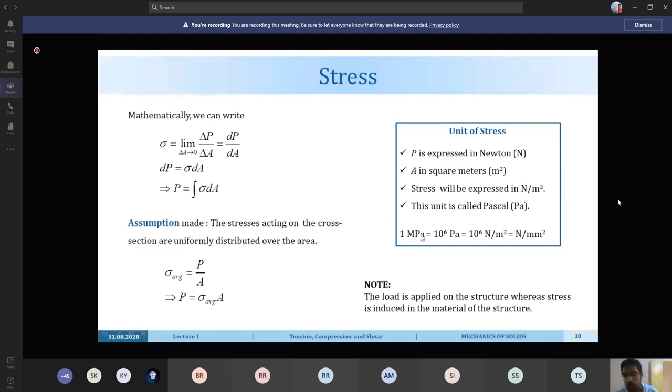And 1 megapascal is nothing but 10 raised to 6 Pascal, which we can write as 10 raised to 6 Newton per meter square. If we convert this meter into millimeter, then in the denominator we will have another 10 raised to 6, and numerator and denominator will cancel each other. So we will get 1 megapascal as 1 Newton per millimeter square. In design codes and all, these notations, megapascal and Newton per millimeter square, are commonly used.